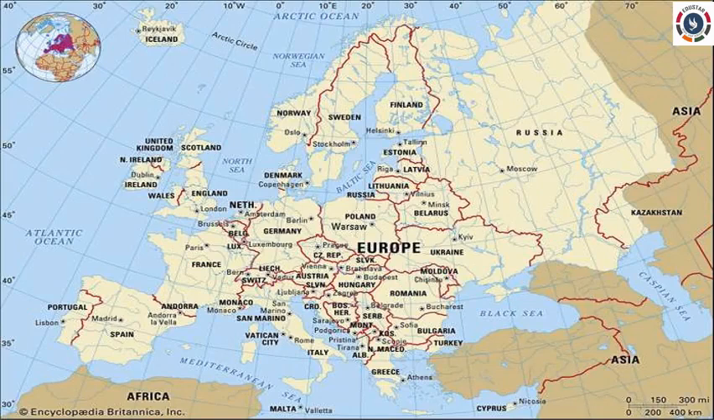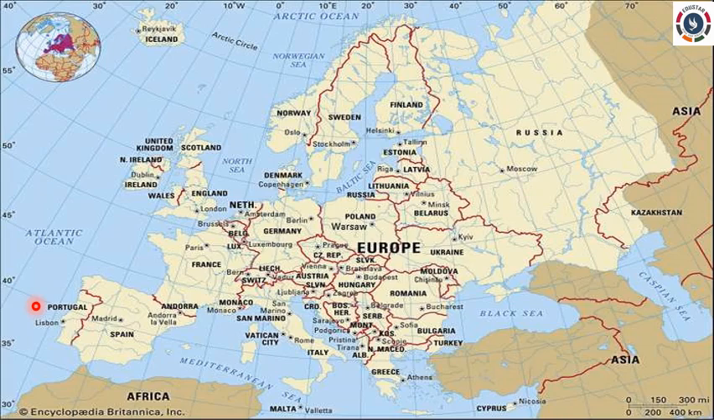Next we will see about Europe. Europe is the sixth largest continent. United Kingdom, Germany, France and Italy are some of the important countries in Europe.